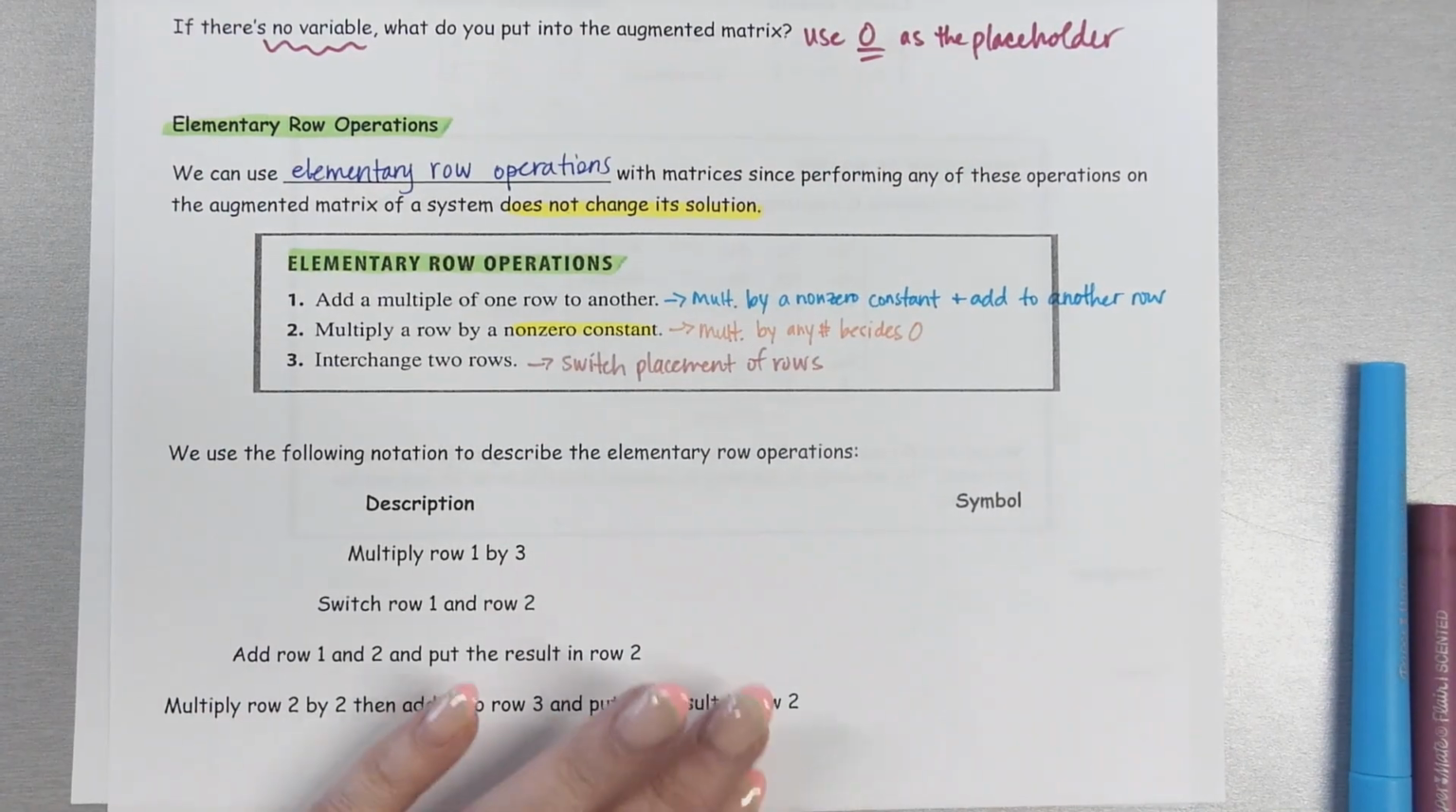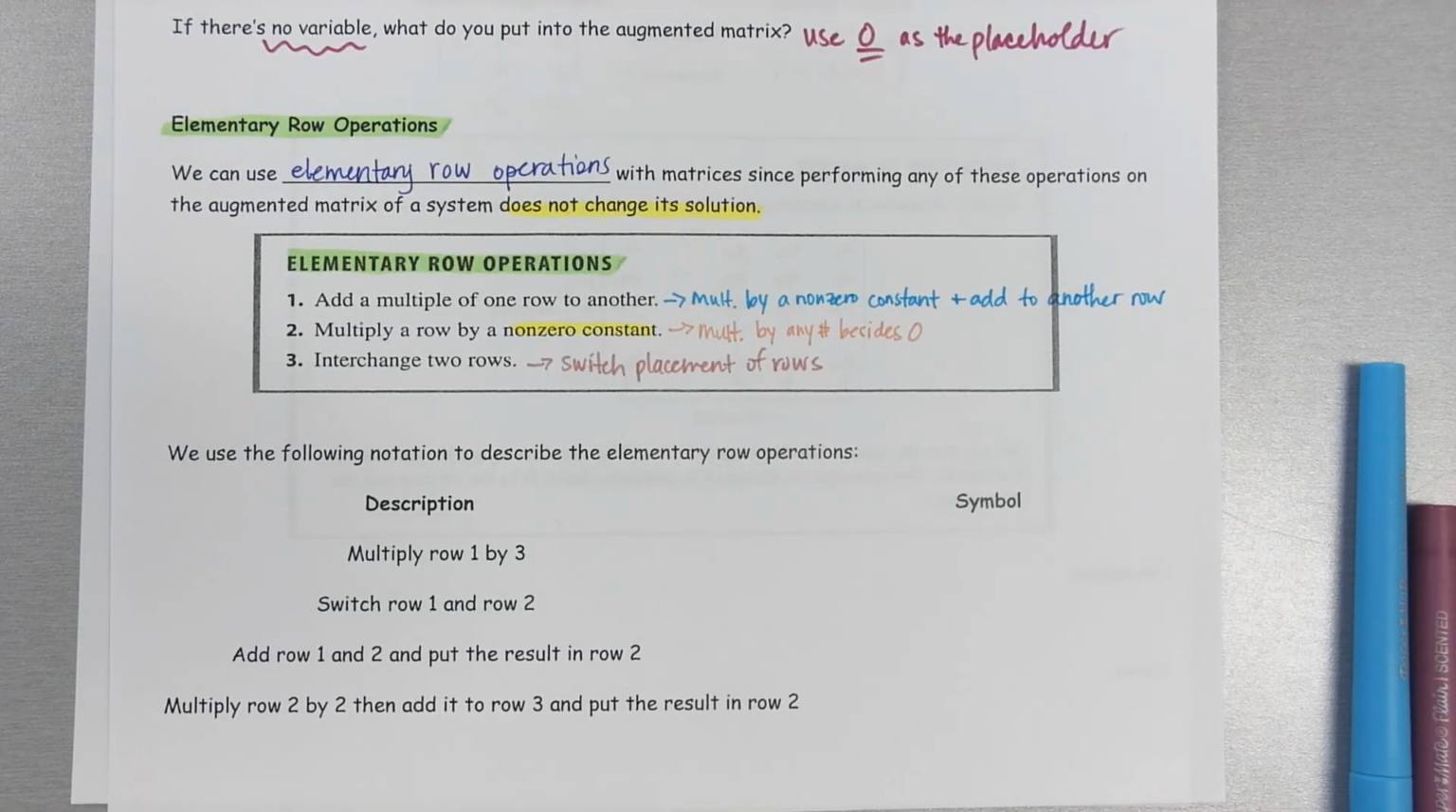Okay, so you could switch rows 1 and 2. You'd have to rewrite row 1 in the second row and vice versa. Okay, so you can just flip those 2 rows.